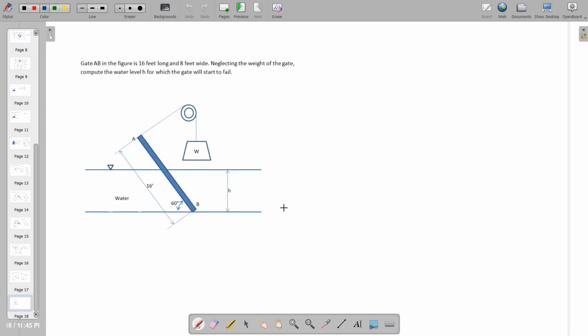Now moving on to the next problem, we have gate AB in the figure, which is 16 feet long and 8 feet wide. Neglecting the weight of the gate, compute the water level H for which the gate will start to fail. So meaning, in here, we need to determine at what level of H it will maintain an angle of 60 degrees, wherein this gate is connected to a certain weight that is connected to a pulley.